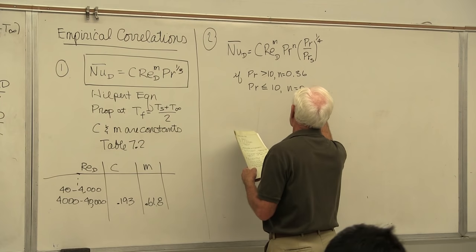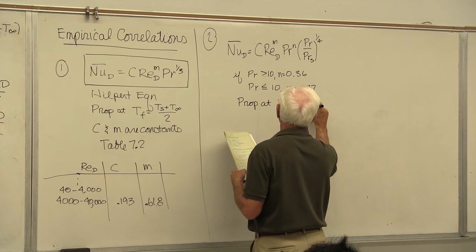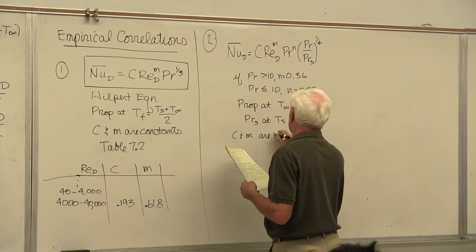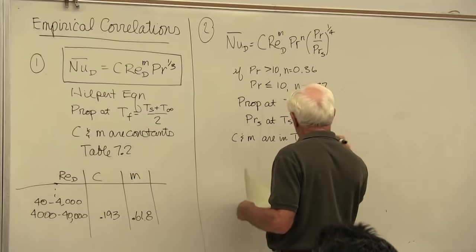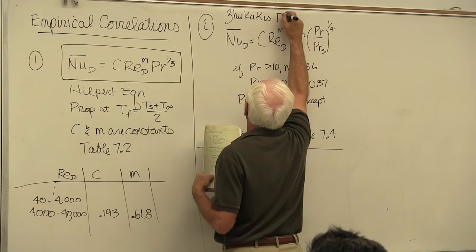Properties at T infinity, except Prandtl S at T surface. C and M are in table 7-4. And it's called the Zukauskas equation. Then the Churchill equation.